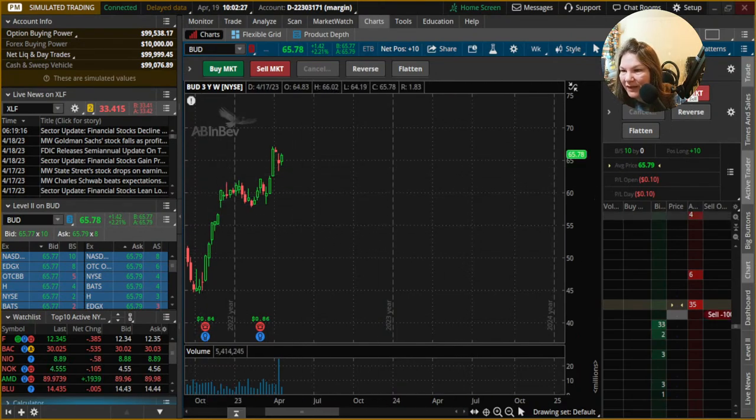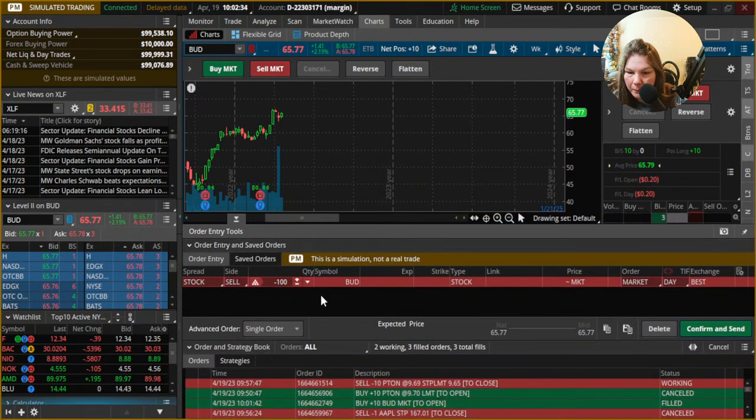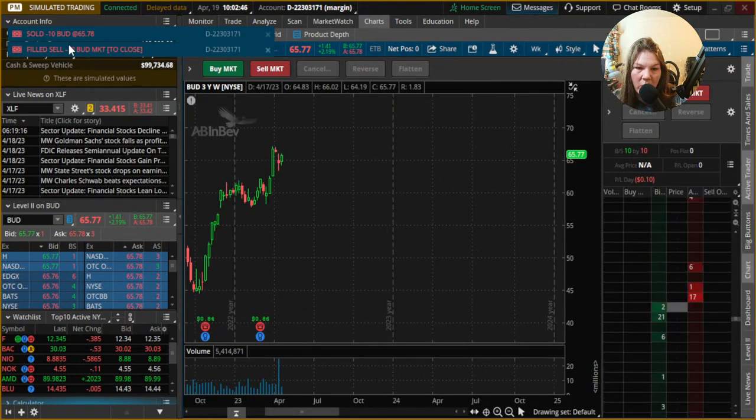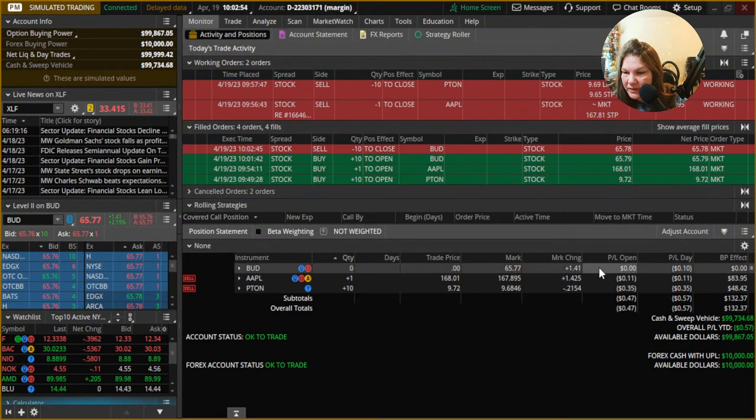Let us sell at market price. We have our Bud. Let's just resell it at market price and see what happens. Okay, we only have 10 of them, so we make this order. We're going to sell it at market. Here is our bid and ask. It's about a penny. Let's see what we get. Confirm and send. Okay, it went right through at 65.78, which is actually a penny over the asking price. So wham, bam. See how quick it was? We lost 10 cents on that trade.